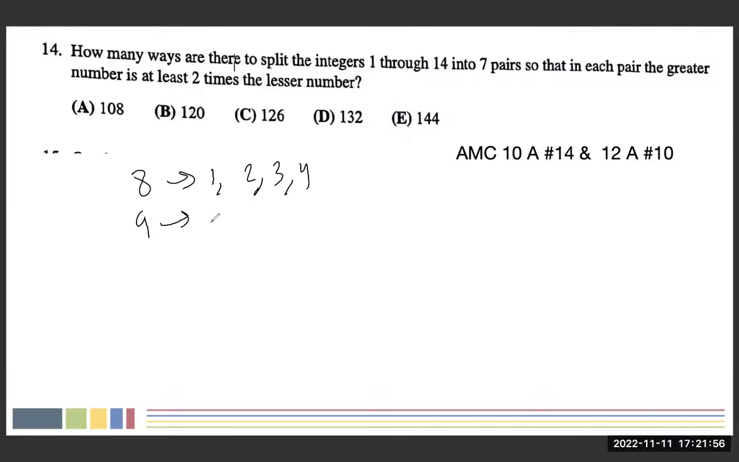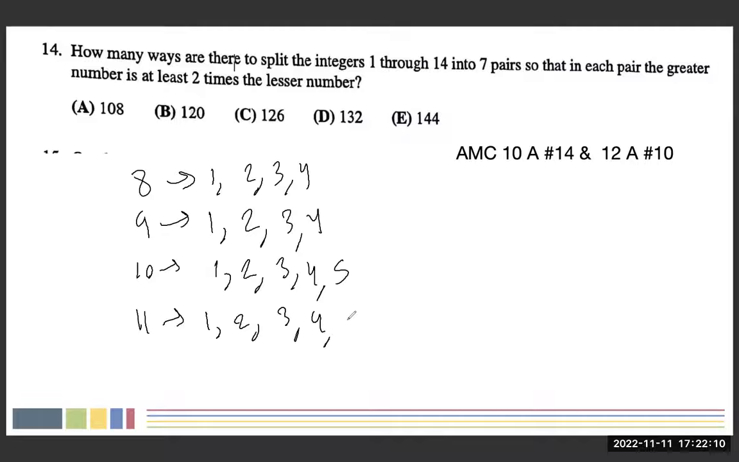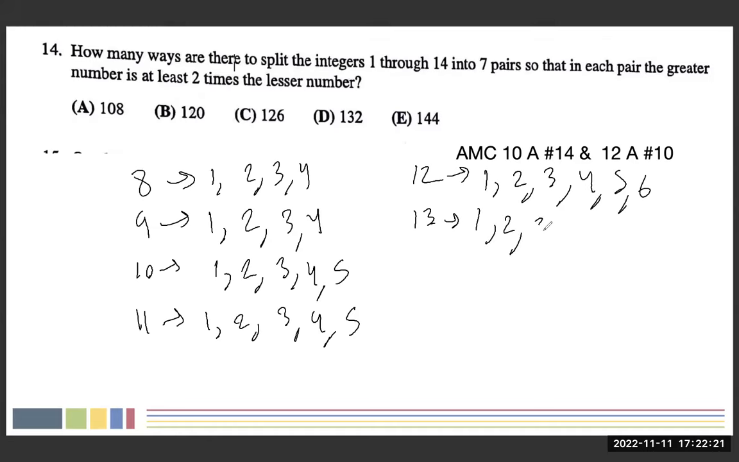And then if we go on to 9, we see the same thing happens, 1, 2, 3, and 4, because 5 is too big. 5 times 2 is 10, which is greater than 9. And if we list this out, we see that 10 can be paired with 1, 2, 3, 4, or 5. 11 can be paired with 1, 2, 3, 4, or 5. 12 can be paired with 1, 2, 3, 4, 5, or 6. 13 can be paired with 1, 2, 3, 4, 5, or 6. And 14 can be paired with 1, 2, 3, 4, 5, 6, 7.